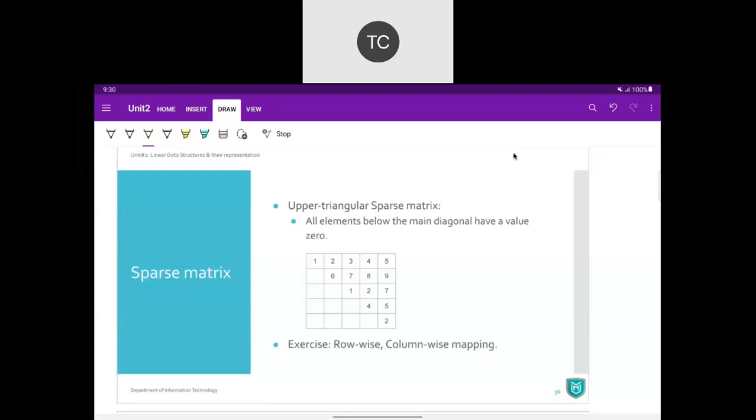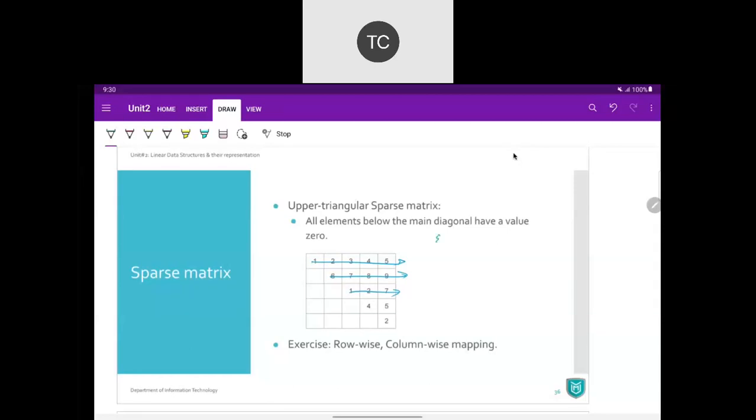No, just give me the row wise mapping and column wise mapping. That's it. And very simple. You go for row wise, consider first row entirely, then you go for the second row, then you go for the third row, and so on. That will be the resulting row wise mapping.